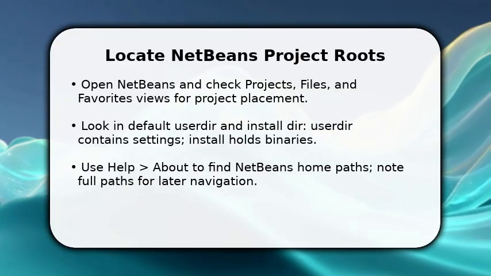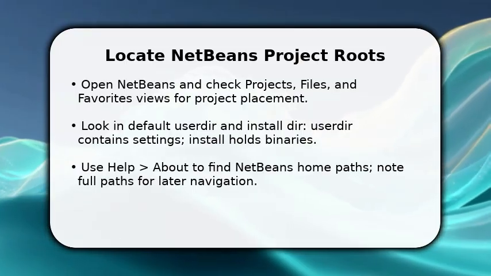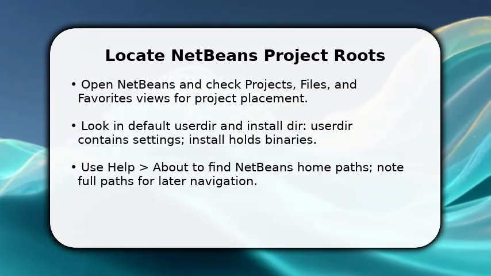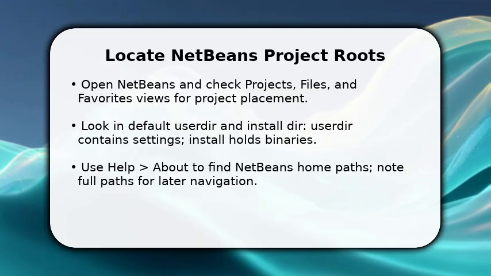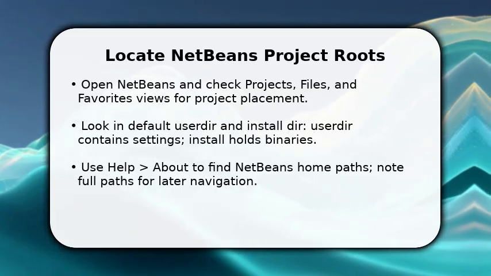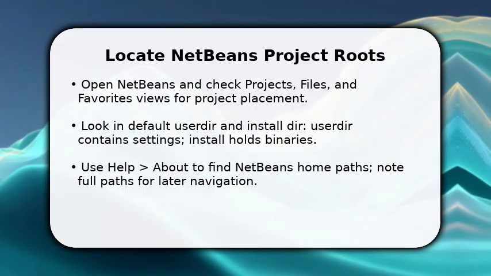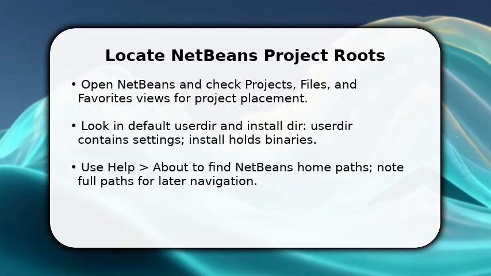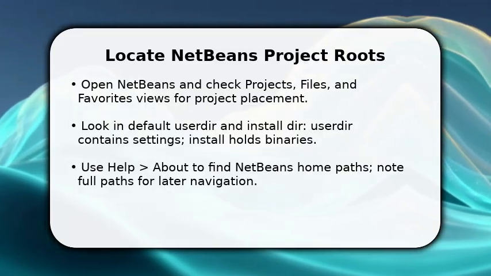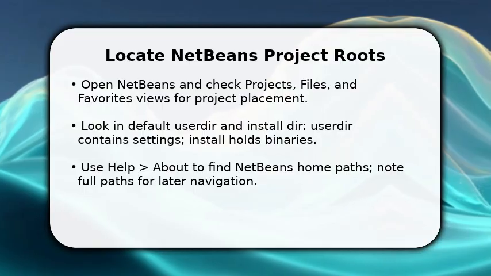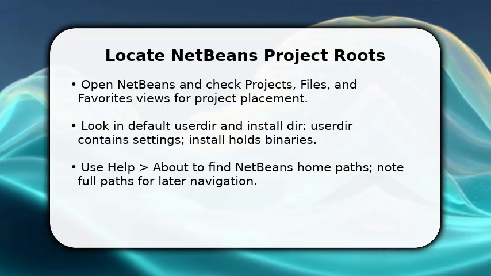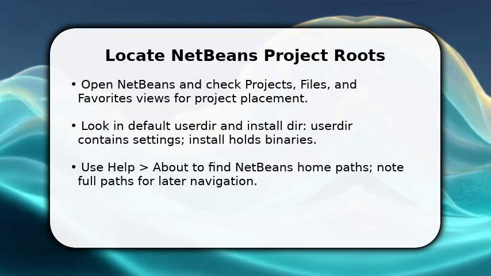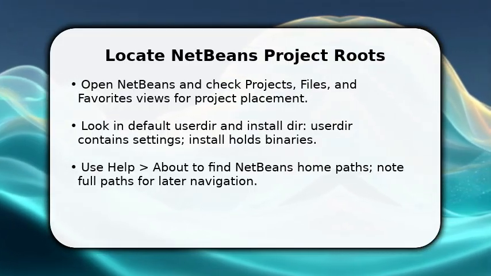You start by opening NetBeans and switching to the Files view so you can see the actual file system layout. Once done, inspect the Projects and Favorites panels to confirm project names and locations. Next, use Help > About to reveal the NetBeans home and userdir paths. This explains where settings and caches live versus your source files. Make sure to write down those full paths so you can access them directly in your file manager or terminal.